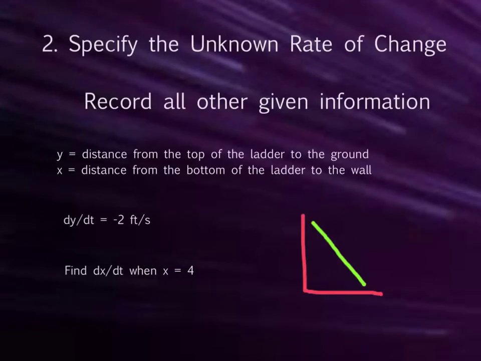The second step is to specify the unknown rate of change and to record all other given information from the problem. Let y equal the distance from the top of the ladder to the ground, and let x equal the distance from the bottom of the ladder to the wall. This means that dy/dt, which is the rate that the ladder is falling down, is equal to -2 feet per second. We are asked to find dx/dt, which is the rate at which the ladder is moving away from the wall when x, this distance, equals 4.